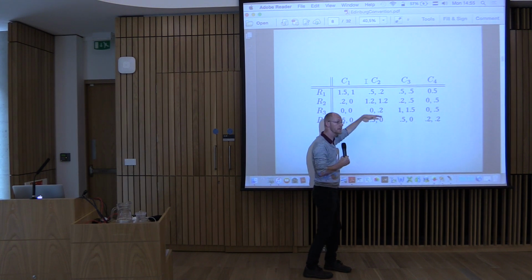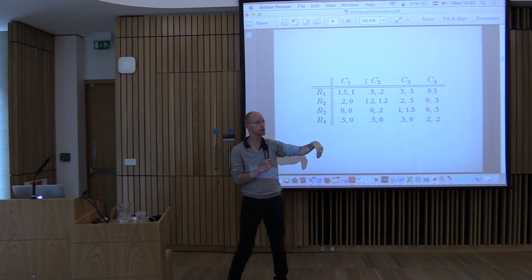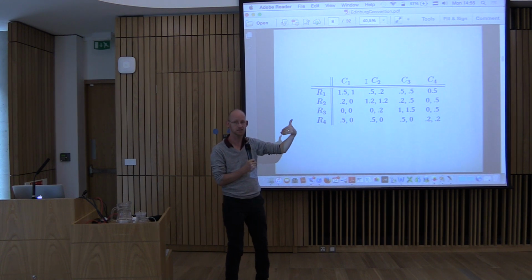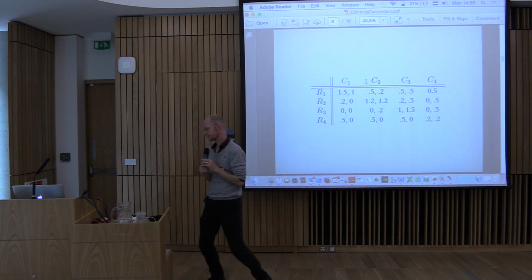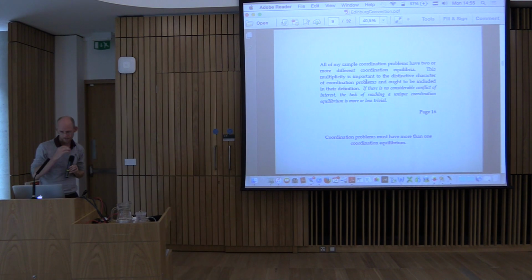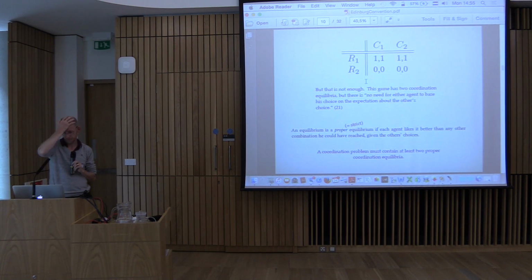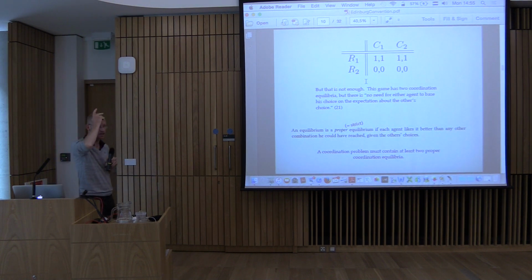But it must be arbitrary, meaning that there are yet other coordinating equilibria as well. Then it's a conventional solution of a game. You see this? So it must have more than one coordinating equilibrium. But it's not just that, it must also matter.